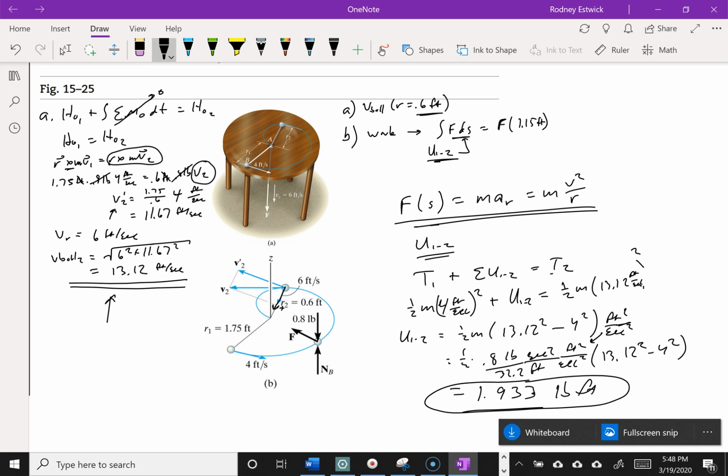Again, this is another case where conservation of energy saved us from some ugly math trying to figure that out. So anyway, that's that problem.